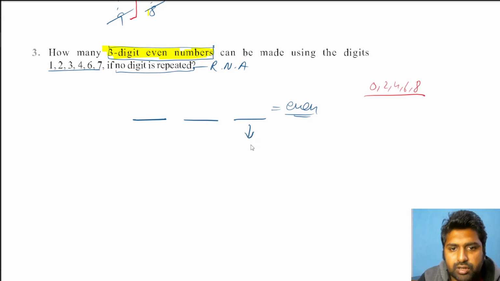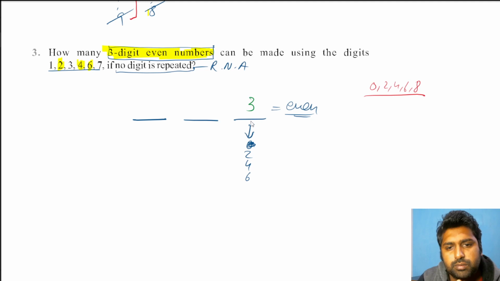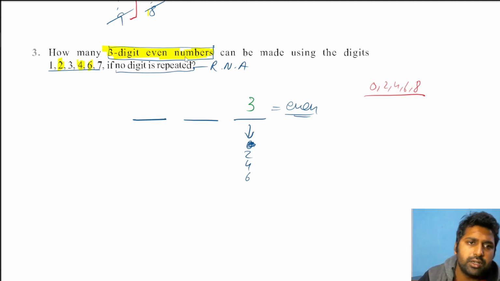So first, 0 can be used, but 0 is not there as such. Okay, so 0 cannot be used. 2 is there, 4 is there, 6 is there, 8 is not there. So only 3 of these digits: 2, 4, 6. Even 5 is not there. So the digits are 1, 2, 3, 4, 6, 7. No, 5 is also not there. So 2, 4, 6: only these 3 options are available for this last digit, which will make this even. If any of these numbers come at this position, definitely it will be an even number.